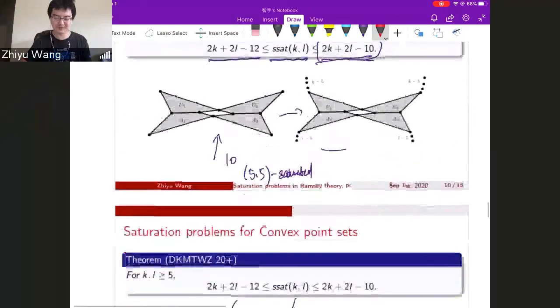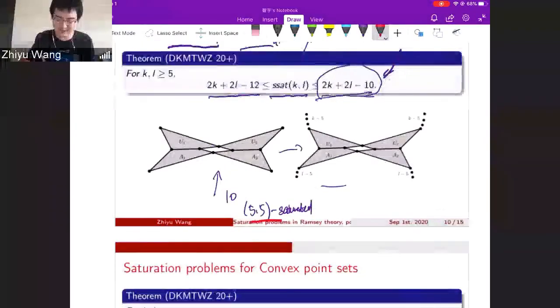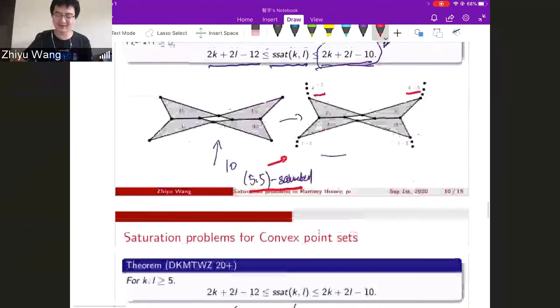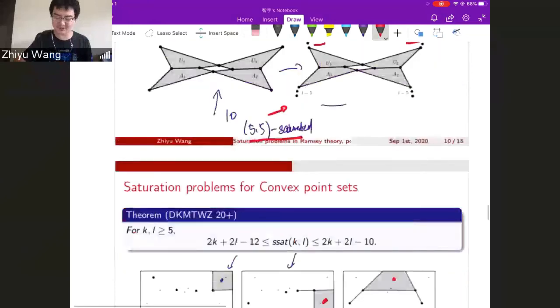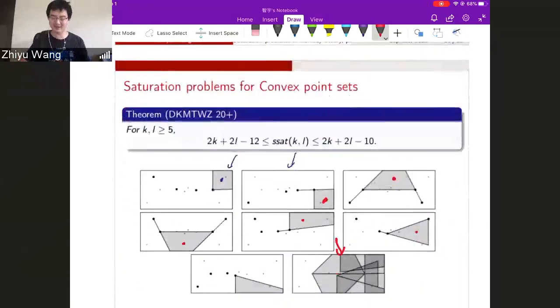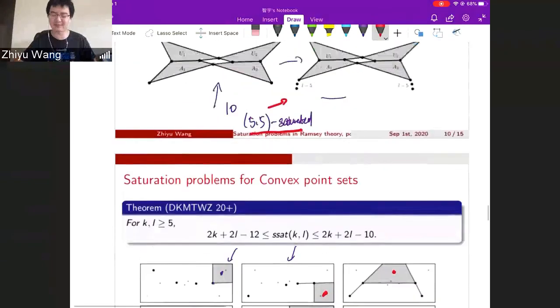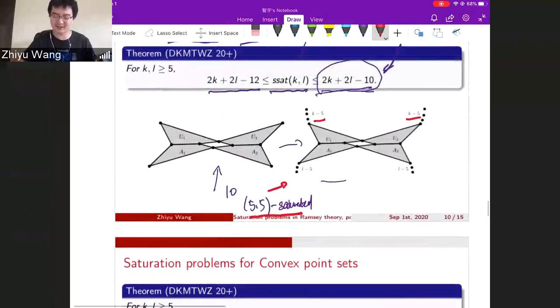From this example, with a little bit of extension, we can add k minus 5 points in here and l minus 5 points in here. The reason why it is saturated is very similar to the picture here. We can still forbid all the regions in the plane, and when we add up the number of vertices together, this is 2k plus 2l minus 10.